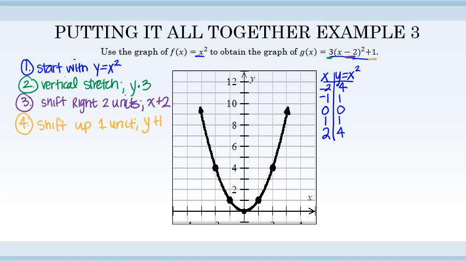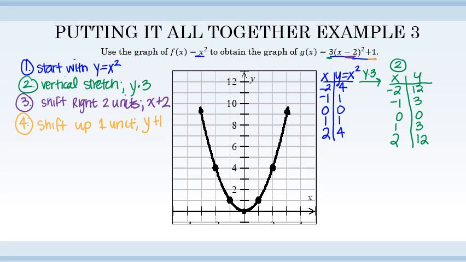All right, now we'll go through our next step. So we take our y values and multiply them by 3. So our x values remain the same. And we're going to take each y value and multiply them by 3. So 4 times 3 is 12. 1 times 3 is 3. 0 times 3 is 0. 1 times 3 is 3. And 4 times 3 is 12.